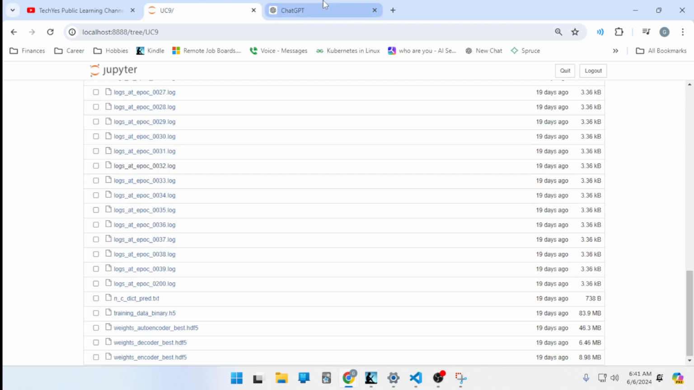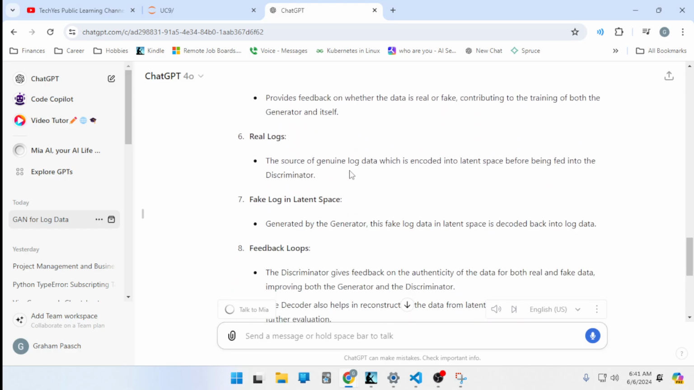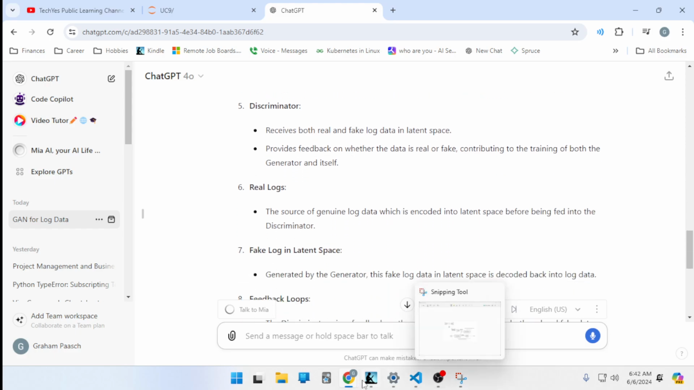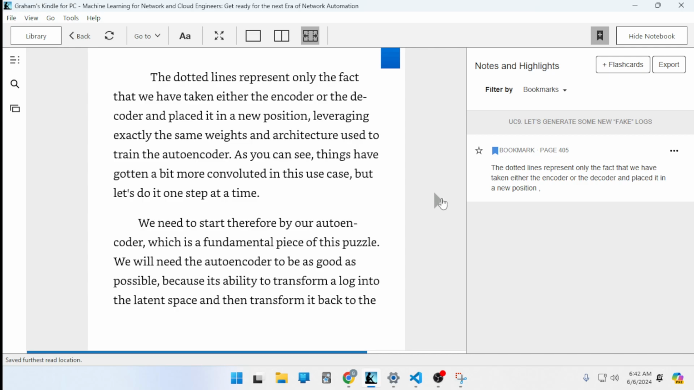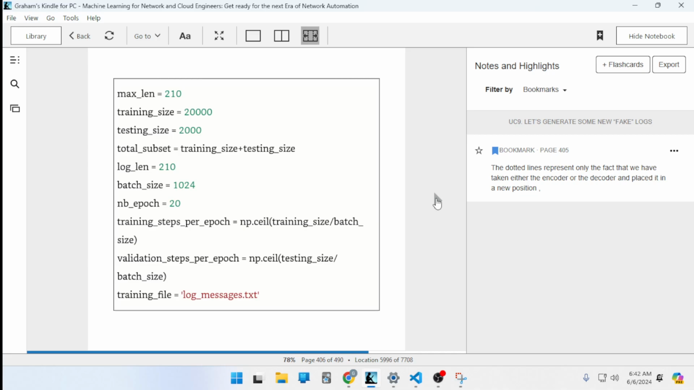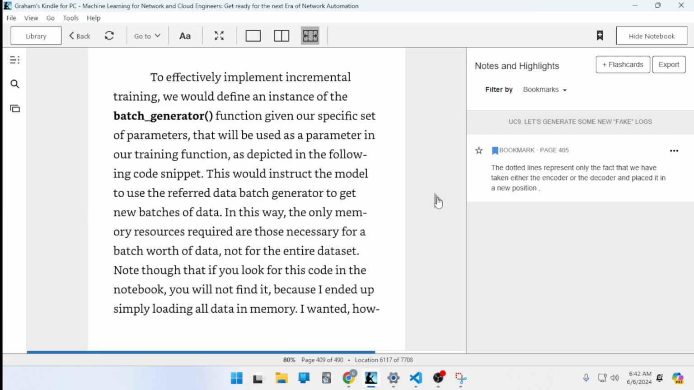Generator takes noise as input and generates fake log data in latent space. Discriminator receives both real and fake log data in latent space. Provides feedback on whether the data is real or fake, contributing to the training of both the generator and itself. Real logs, the source of genuine log data which is encoded into latent space before being fed into the discriminator. Fake log in latent space, generated by the generator. This fake log data in latent space is decoded back into log data.